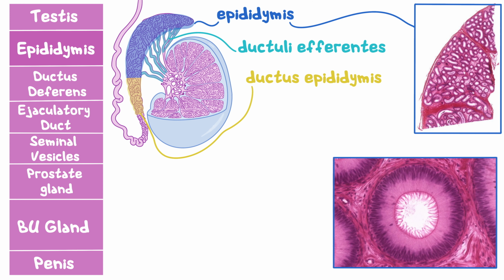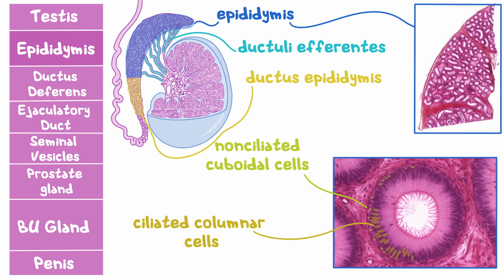The simple epithelial lining of the lumen of each ductus consists of patches of non-ciliated cuboidal cells alternating with regions of ciliated columnar cells.